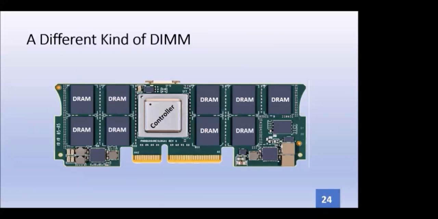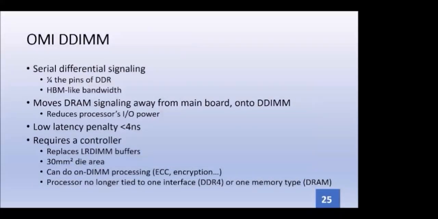The DDR DIMM's 1U format limits its capacity by the number of DRAM chips that can be fit onto the DIMM. Since larger DDIMM formats can hold larger numbers of chips, they can support higher density modules than can be built within the DDR DIMM standard. The DDIMM uses the same proven differential signaling that is behind PCIe and Ethernet to offer HBM-like bandwidth while using only a quarter as many pins as DDR.